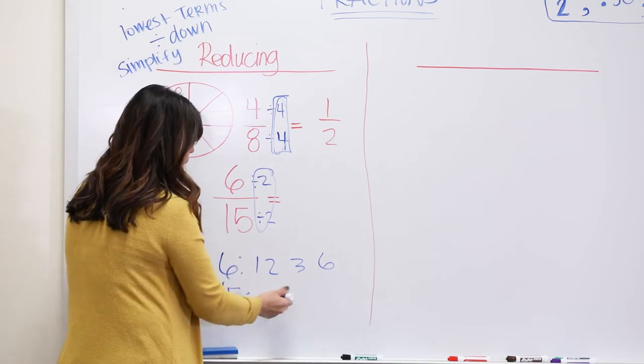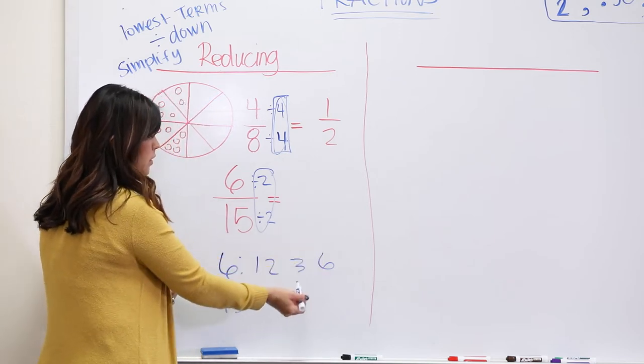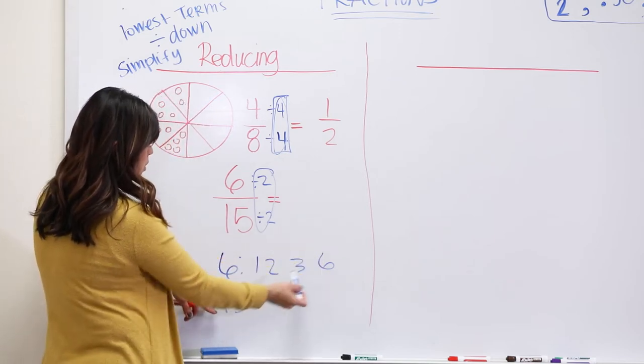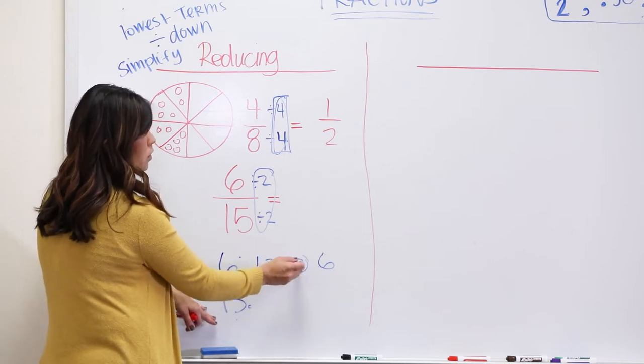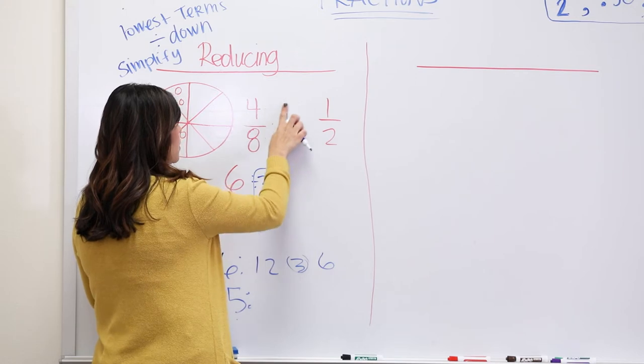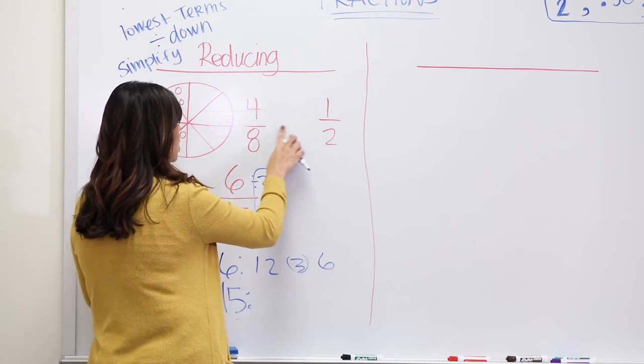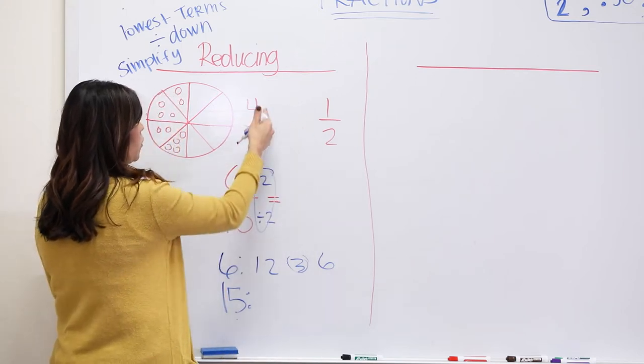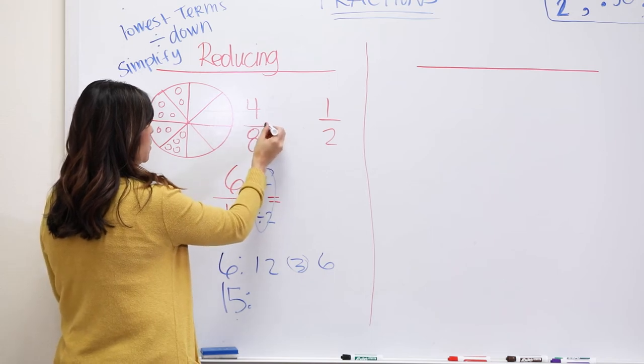So then you would go, okay, let's factor this out. 1, 2, 3, and 6 fit into here. Which of these numbers fit into here also? Oh, it's a 3. Could I have chosen another number? We chose 4. That's the best number to choose.